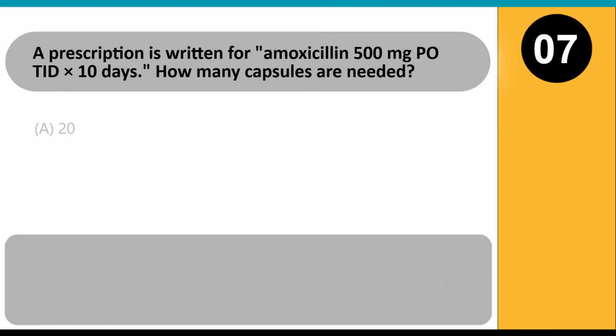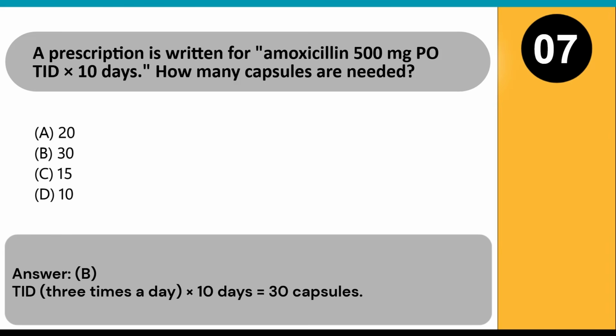A prescription is written for amoxicillin 500 mg PO TID times 10 days. How many capsules are needed? A. 20. B. 30. C. 15. D. 10. Answer: B. TID, 3 times a day, times 10 days equals 30 capsules.